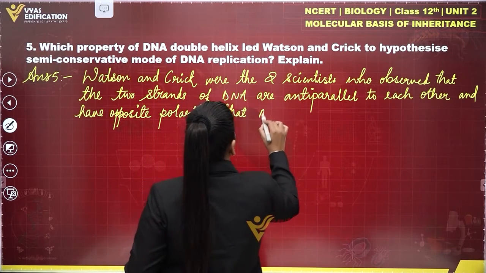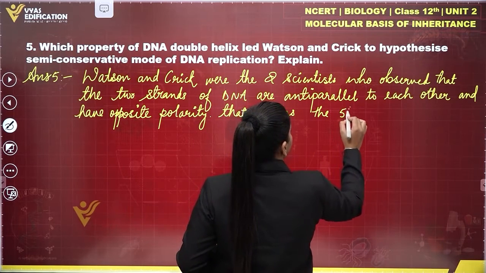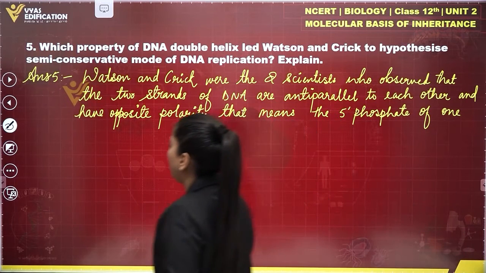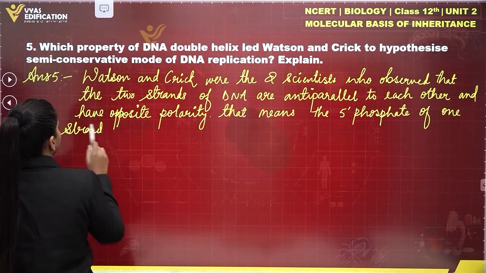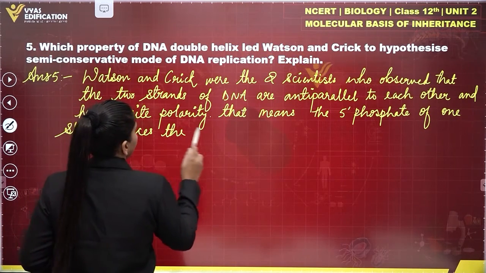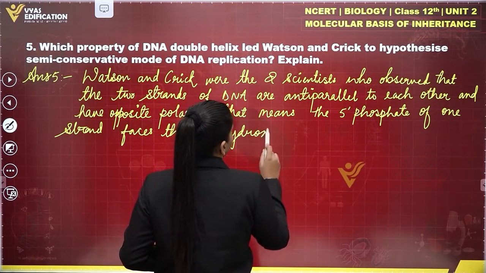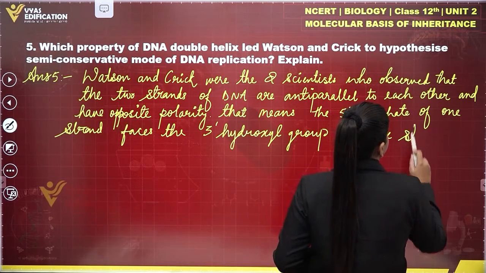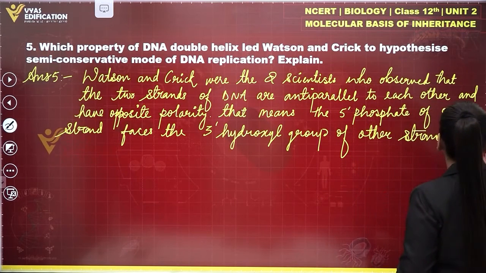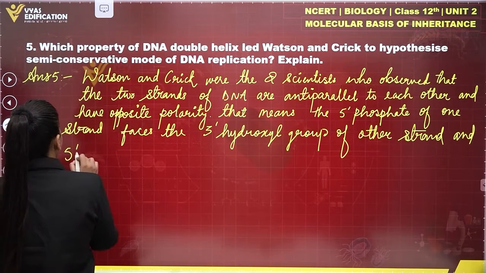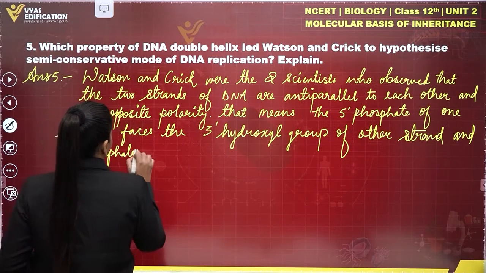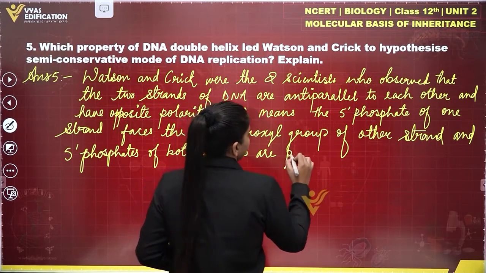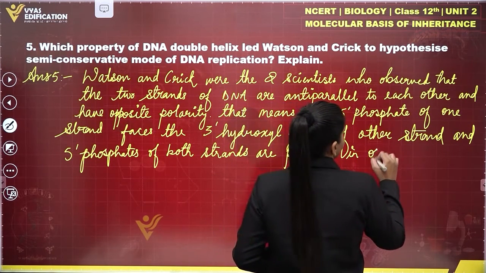That means the 5' phosphate of one strand faces the 3' hydroxyl group of the other strand, and the 5' phosphates of both strands are present in opposite positions.